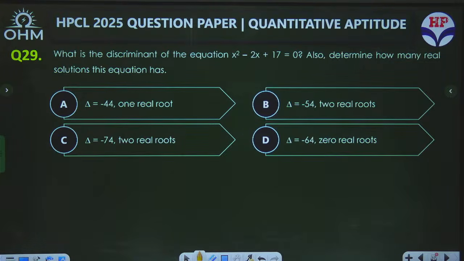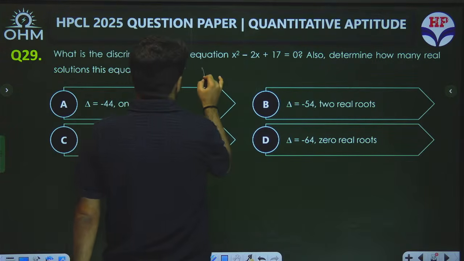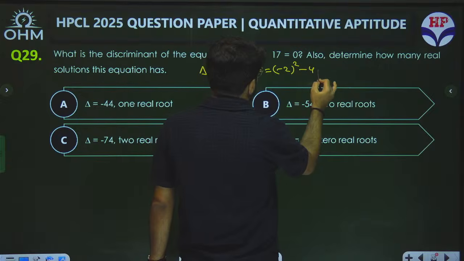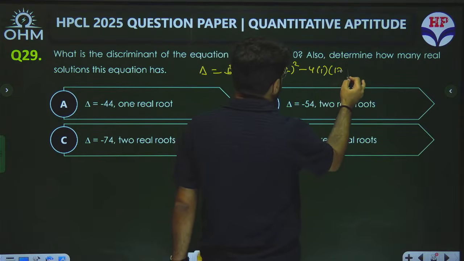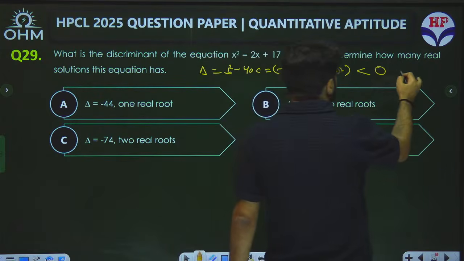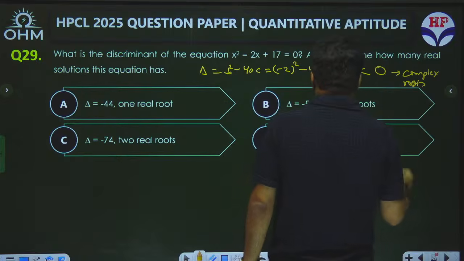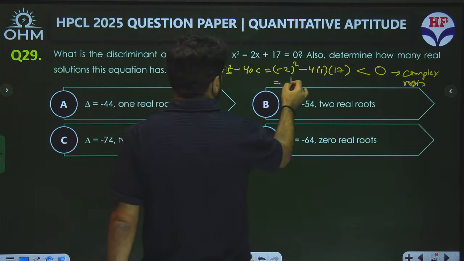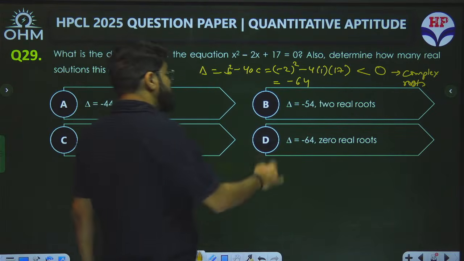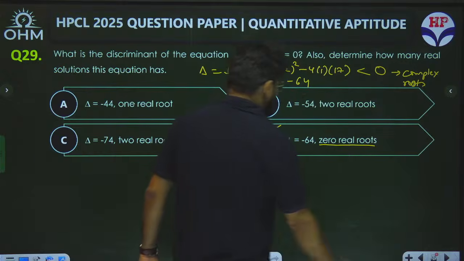Another question asks for the discriminant and how many real roots there are. Again I apply b² − 4ac. B is −2, A is 1, and C is 17. So 4 minus 68 is again negative, and negative means complex conjugate roots. The value of the discriminant is 4 − 68 = −64. How many real roots? Zero real roots, because it only has complex roots.